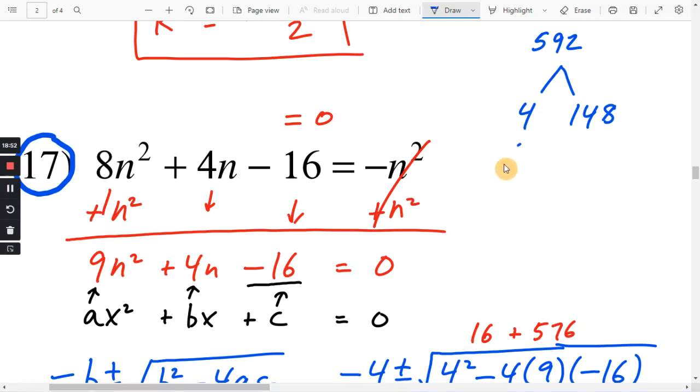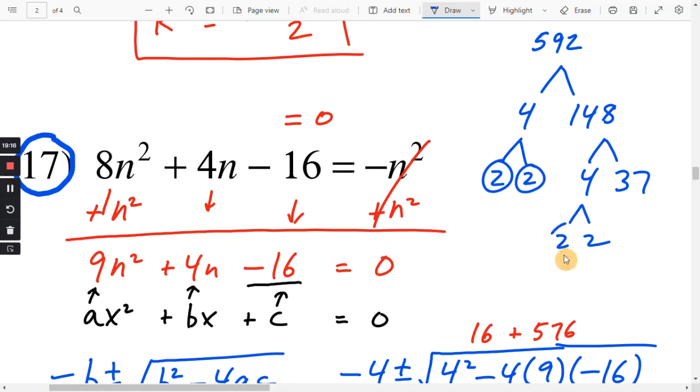Okay, so for the 4, that's just 2 times 2. Okay, 4 into 14, well, 4 into 12 goes 3 times. Carry the 2. 4 into 28 is 7. Okay, and of course, the 4 again is going to be 2 times 2. You can't break up the 37, so you circle the last number. You circle all the last numbers. Okay, so under the square root, we have 1, 2, 3, 4 2's and a 37.